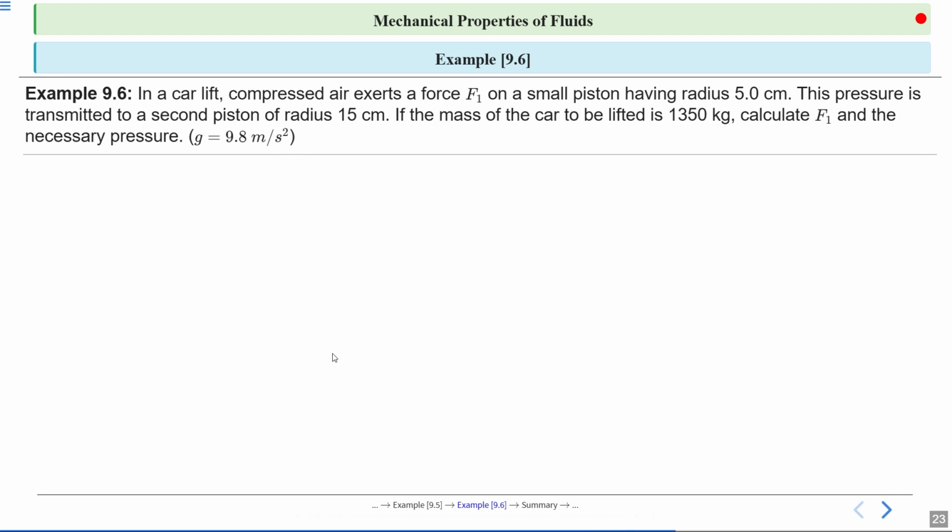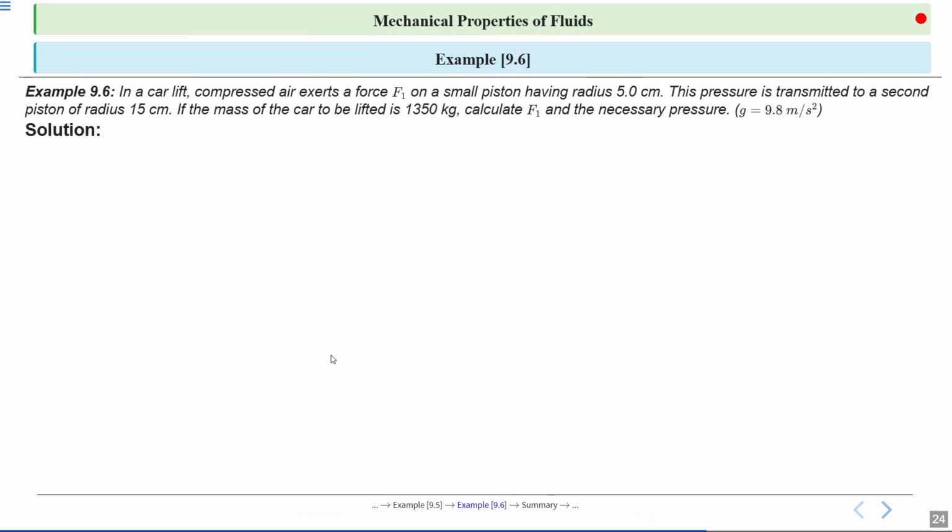In a car lift, compressed air exerts a force F1 on a small piston having radius 5.0 centimeter. This pressure is transmitted to a second piston of the radius 15 centimeter. If the mass of the car to be lifted is 1350 kg, calculate F1 and the necessary pressure. Alright, let's see the solution.